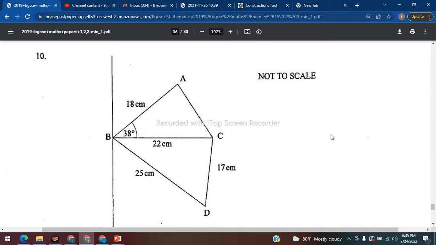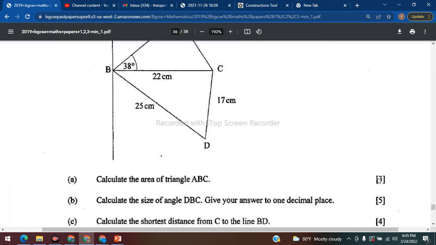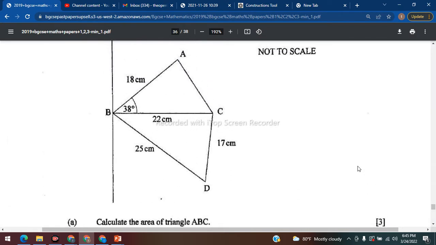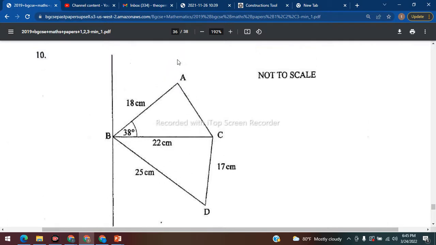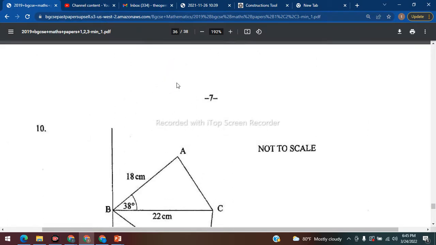So we can't use that. I don't think so, because half base times height would just be too easy for this one. So I know that this is what they're talking about: area of triangle ABC. The problem with that is that we need the height. Do they have any information about this?